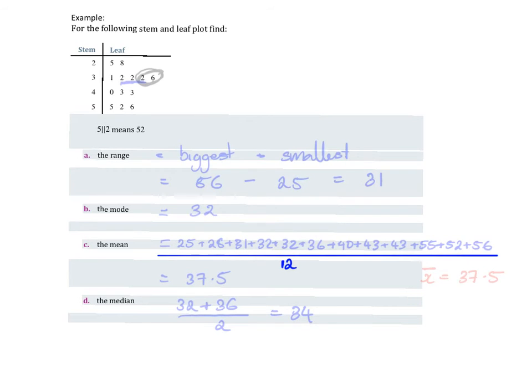Now again, on our calculator, that would say median, or sometimes it says Q2, and it would say 34 from our lists and spreadsheets.